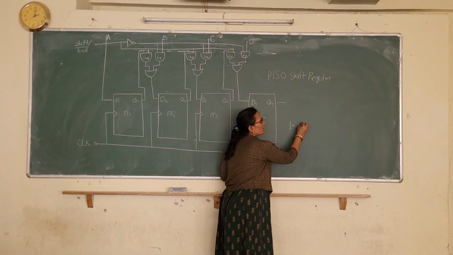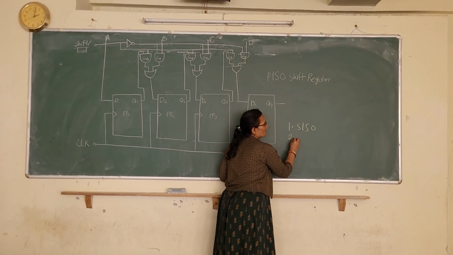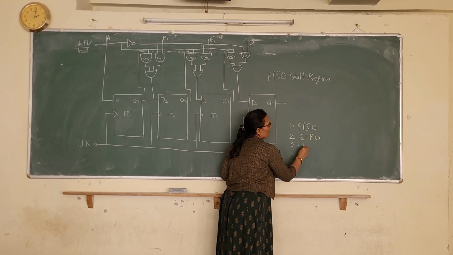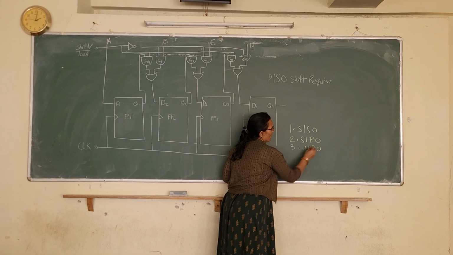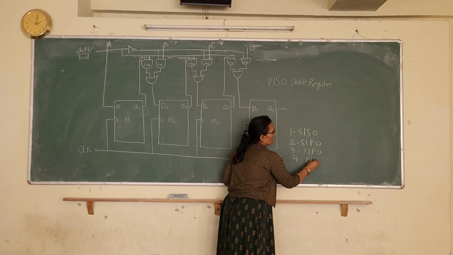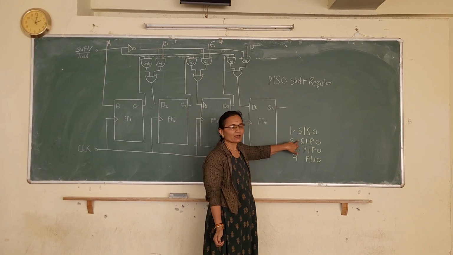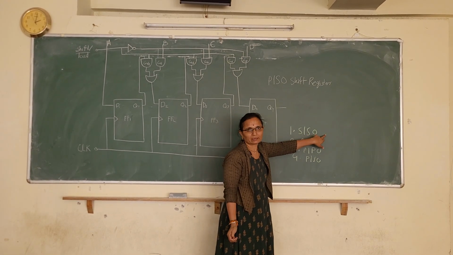One is your SISO. Second one is your SIPO. And third one is your PIPO. And fourth one is your PISO. So SISO means what? Data is serially entered and serially out, bit by bit.